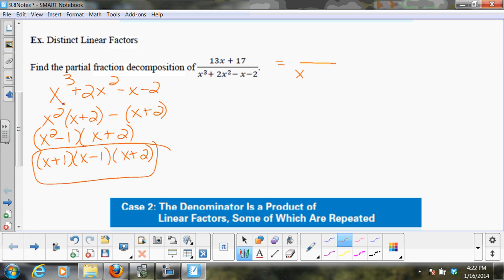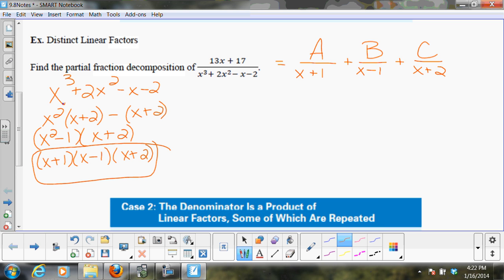3 linear factors: x plus 1, x minus 1, x plus 2. If they are linear factors in the bottom, meaning it's just an x or whatever variable we're doing, but we're going to use x, they become A, B, and C's on top. So we're finding 3 values to go on top.